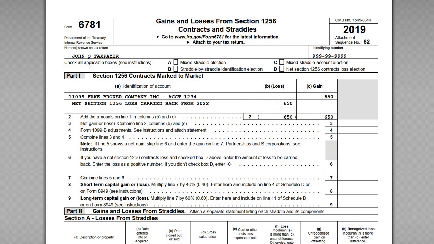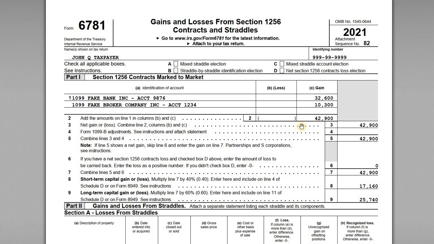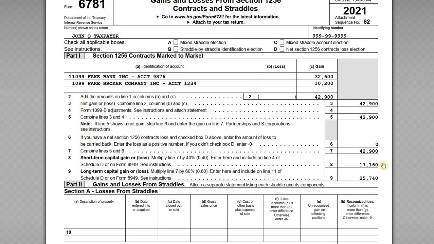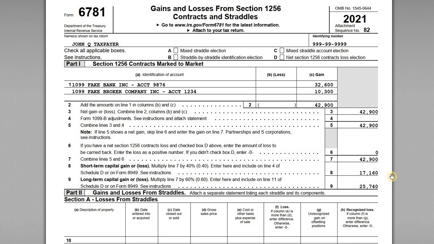Now the same goes for 2021, right? So this is John's original 2021 6781. In this case, he had two brokerage accounts, so he was trading multiple accounts. So we've got his gains there from each brokerage account, and then again we can see here that on his Schedule D for that year, he's reporting $17,160 of 1256 short-term gains, and then long-term amounts $25,740. So you can see that by doing this carryback, he's going to be able to eliminate quite a bit of his 2021 realized gains, that is.